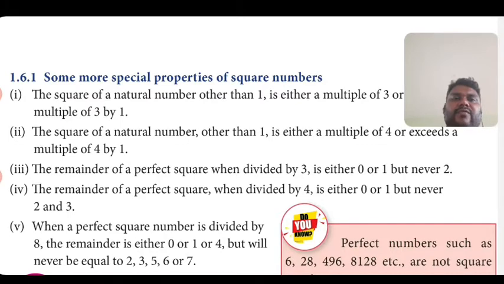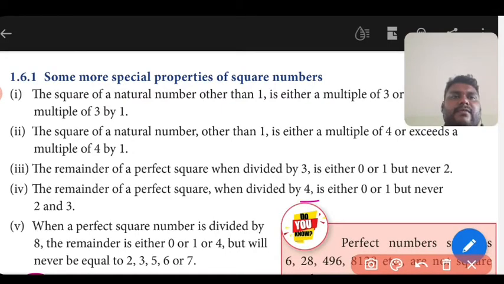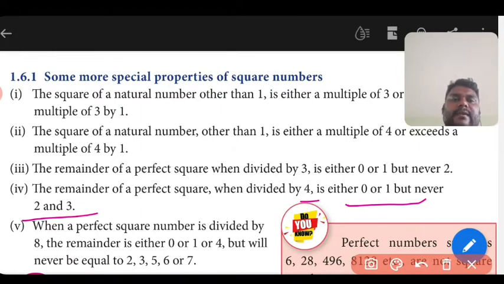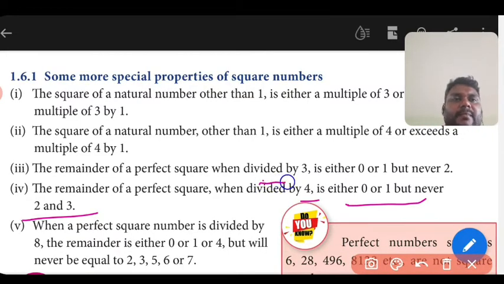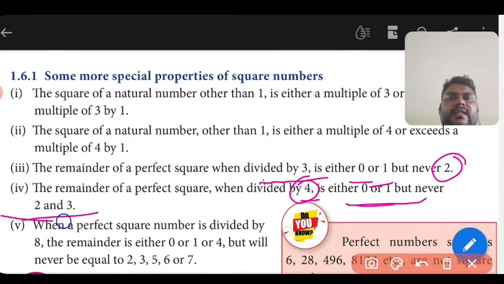The remainder of a perfect square when divided by 4, the remainder is 0 or 1 but never 2 and 3. Suppose the remainder is 2 or 3, then it's not a perfect square number. First rule: when a perfect square number is divided by 3, the remainder can be 0 or 1 but never 2. If divided by 4 then the remainder must be 0 or 1 but never 2 and 3.